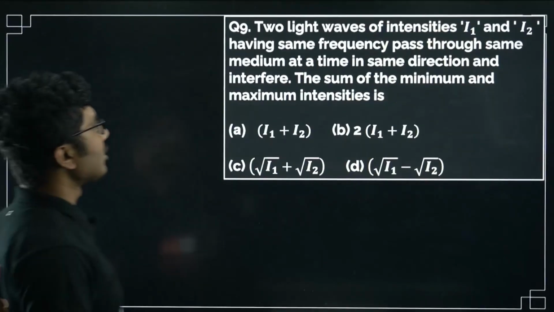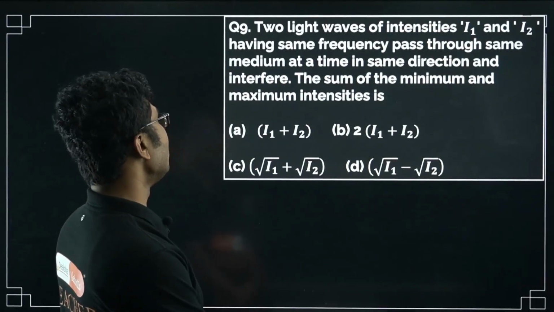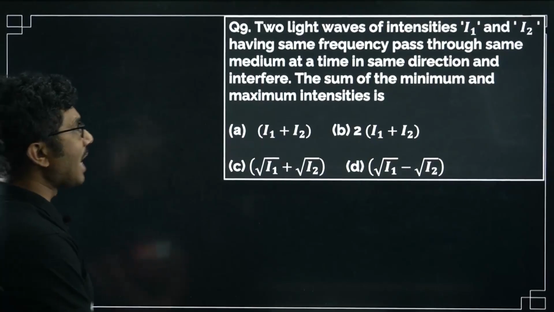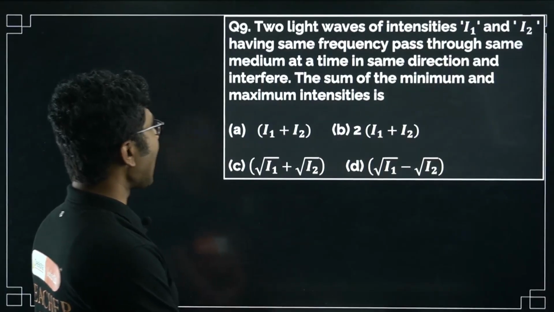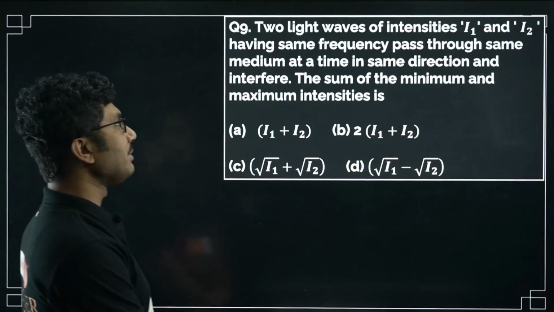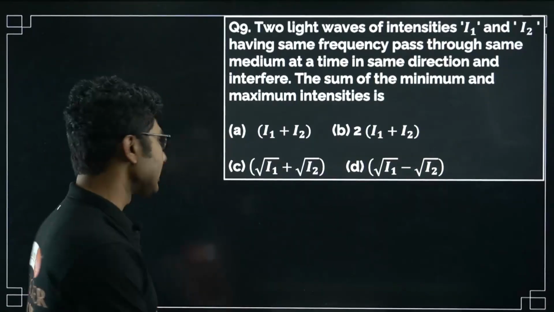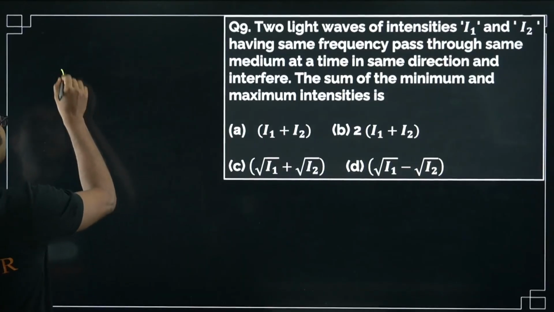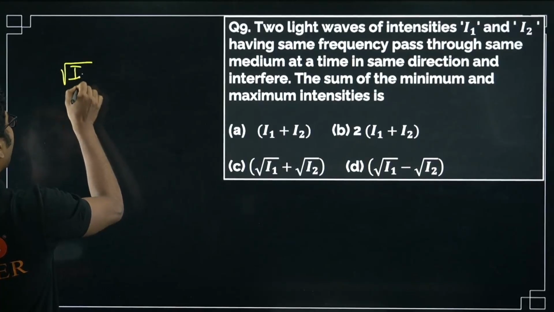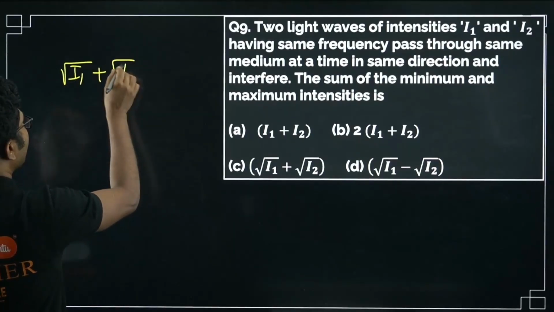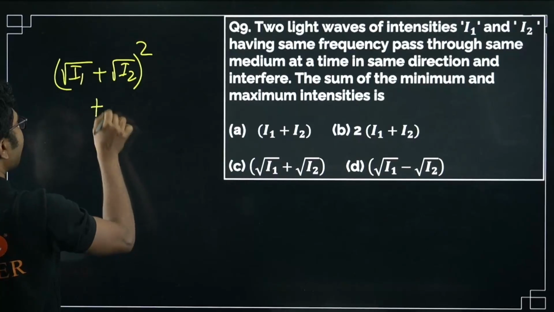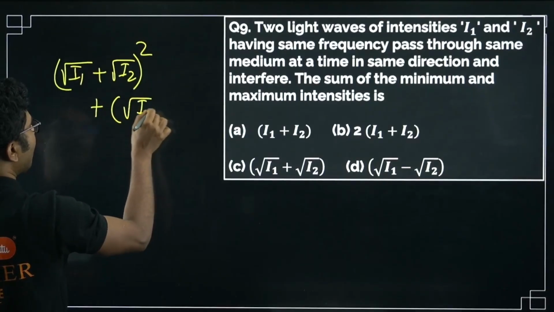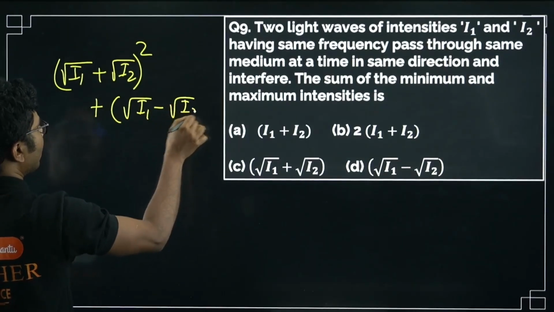2 light waves of intensities I1 and I2 having same frequency pass through same medium at a time in the same direction and interfere. The sum of the minimum and maximum intensities is. So what is the maximum intensity? Maximum intensity is (square root of I1 plus square root of I2) whole square. And what is the minimum intensity? Minimum intensity is (square root of I1 minus square root of I2) whole square.